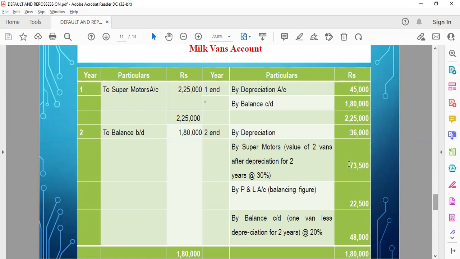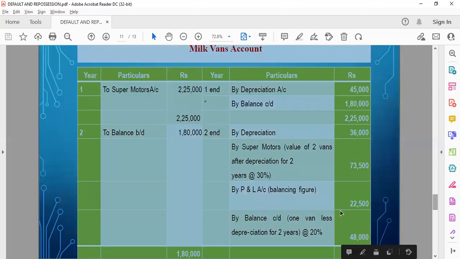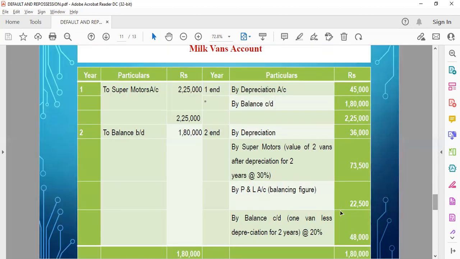Already we got the value 73,500, right? So 96,000 minus 73,500. You will get the balance amount. We will transfer that amount to the profit and loss account. That is 22,500. This 22,500 we are transferring to the profit and loss account. Okay.